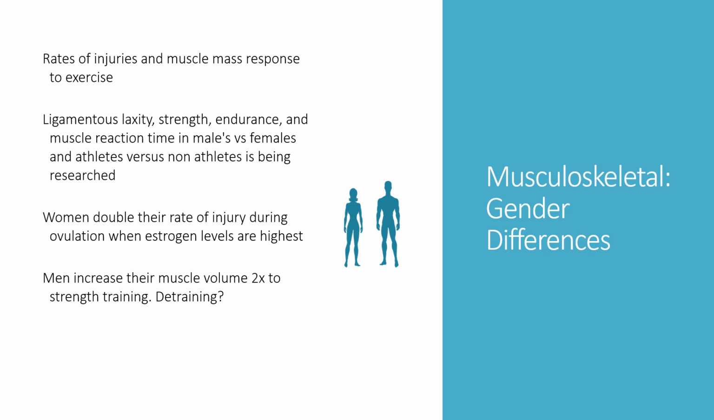Detraining results in more noticeable muscle mass decline. Studies explore differences in injury rates and muscle response to training deconditioning between genders. Variations in ligamentous laxity, muscle strength, endurance, reaction time, and recruitment time are investigated for injury prevention insights. Women have doubled injury rates during ovulation due to high estrogen levels, so tailoring training based on menstrual cycle phases may mitigate injury risk.